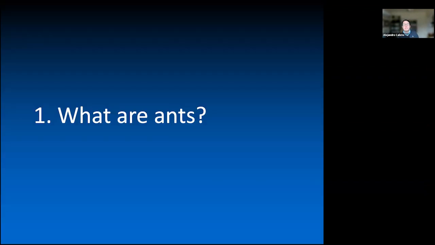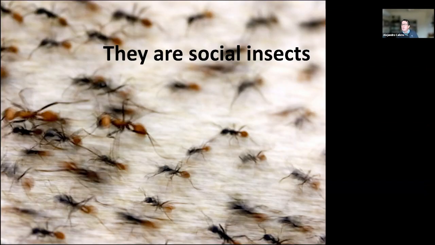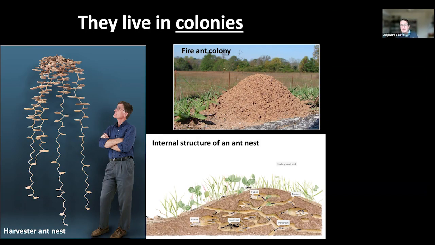So what are ants? Ants are social insects. They live in colonies. They can be colonies that are really small, just a couple of dozen individuals, or some colonies can have thousands of individuals. And they have a really unique and complex structure.